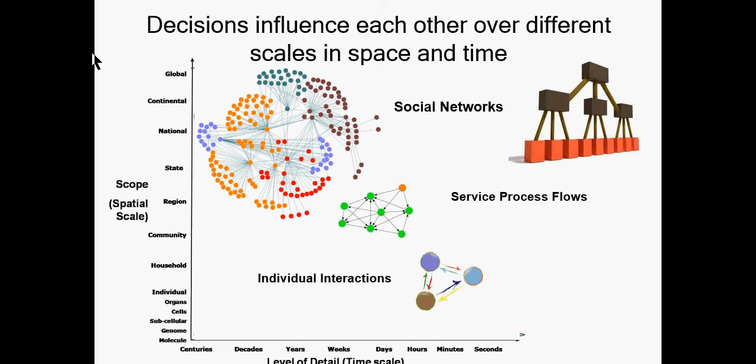Called the Stommel diagram, I think, in their thing. So you've got this idea of going from the molecule to the universe, from centuries to seconds, if you like. So scope and level of detail, time scale and scope. And then you can basically clump them into these three areas.